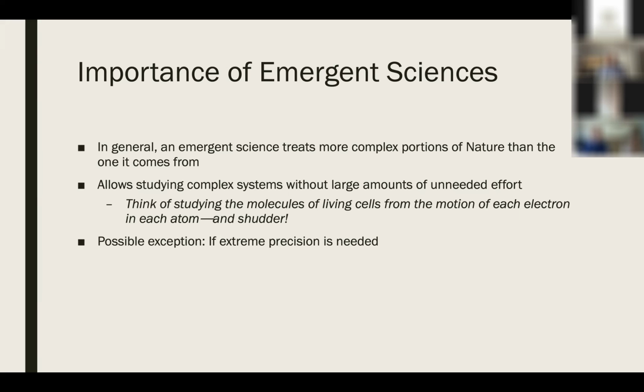So in general, the idea of having an emergent science is that you can treat more complex portions of the natural world than you could if you had to keep going back to the underlying one. So you just think about doing medicine or thinking about the molecules of living cells by studying the motion of each electron in each atom in each of the hugely long molecules called DNA, RNA, and all the other molecules involved in life, and give a shudder. I certainly would shudder at that concept.